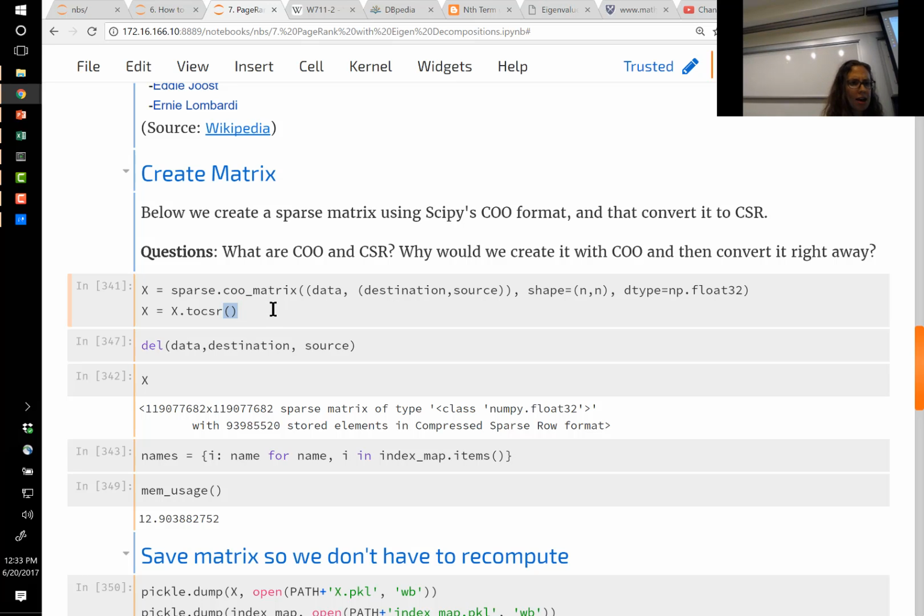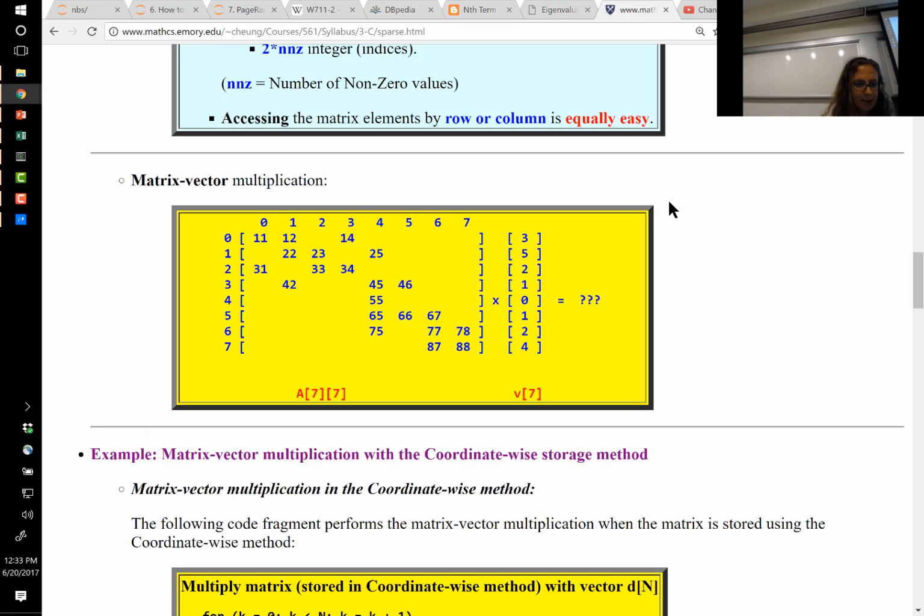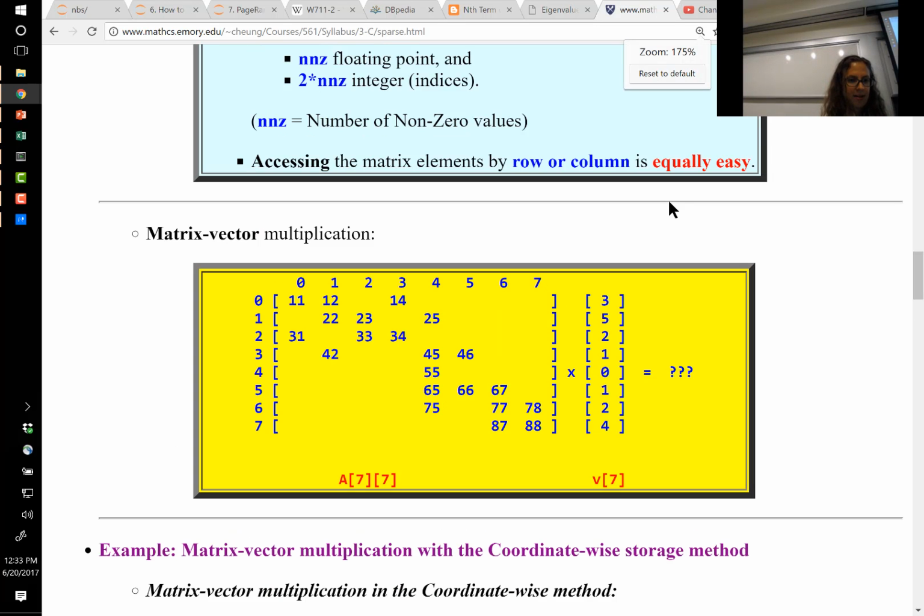And I wanted to highlight this. This is the page that we've seen several times explaining the different sparse formats.